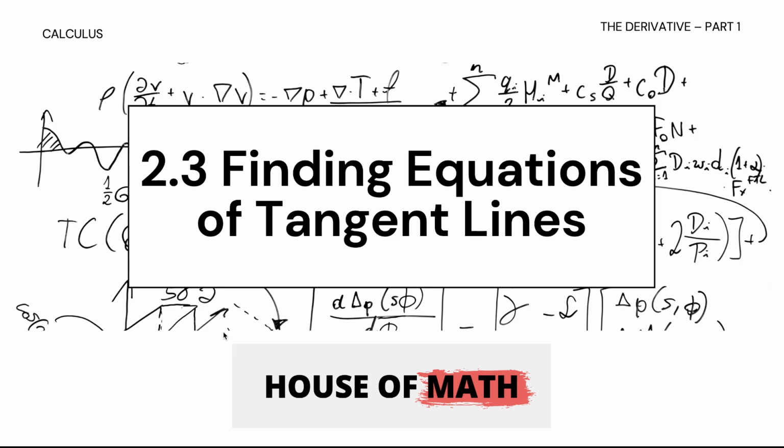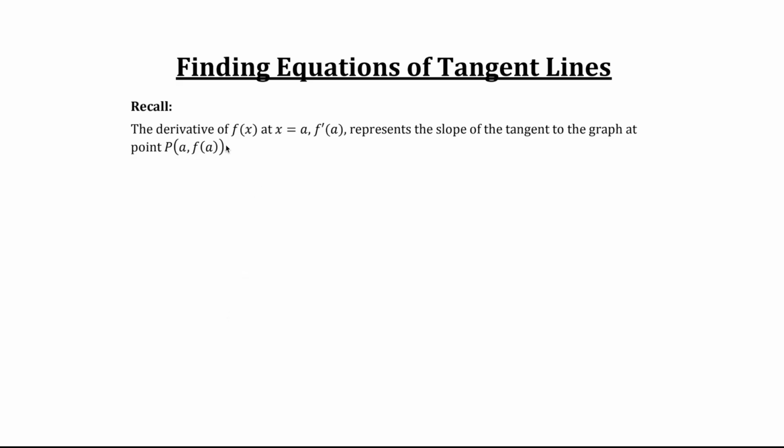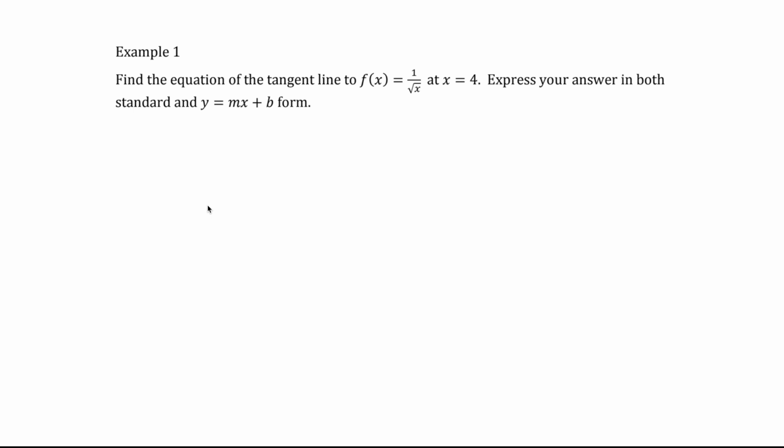Okay, so we are going to start by recalling that the derivative of a function f(x) at x equals a, for which we use the notation f prime of a, represents the slope of the tangent to the graph at the point P, which is given by the coordinates (a, f(a)). So we are going to remember that the derivative represents the slope of the tangent line to the graph at a specific point. All right, so keeping this in mind, let's take a look at our first example here.